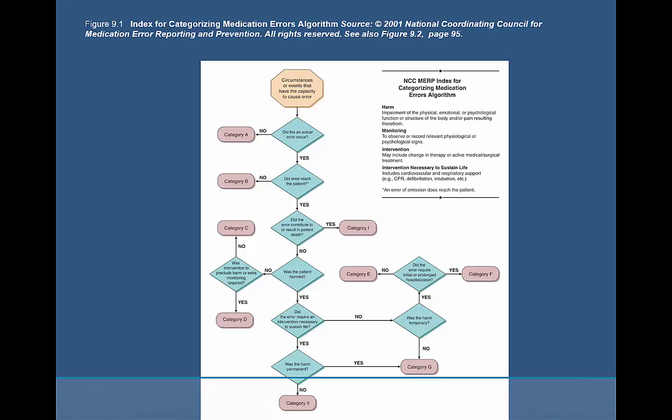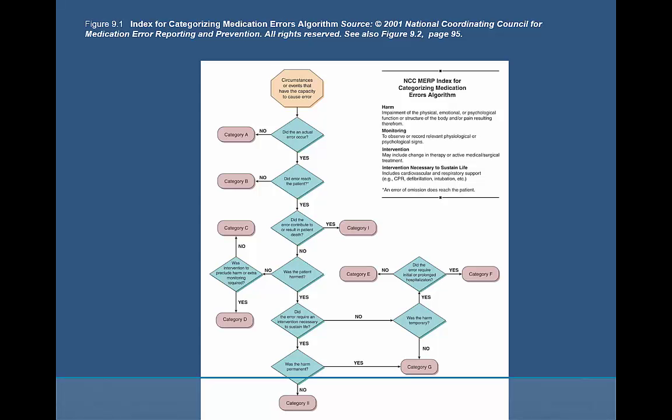Now this is a picture that you have in your book, and it's an index for categorizing med errors, and it's based on an algorithm. So basically the reason for this is to look at the harm, the monitoring, and intervention that's going on. And so you want to look at, if a med error was made, the circumstances that led to the med error. So you do this algorithm.